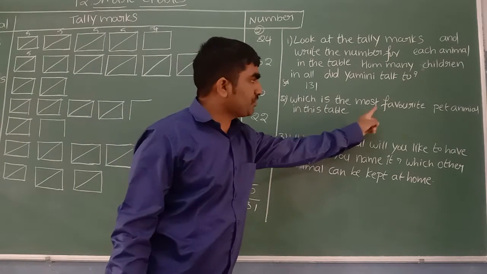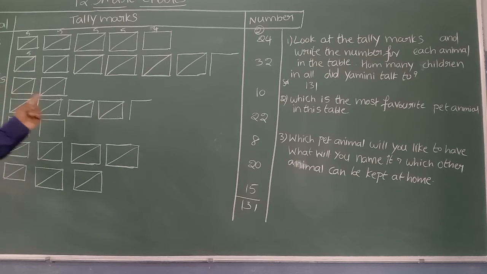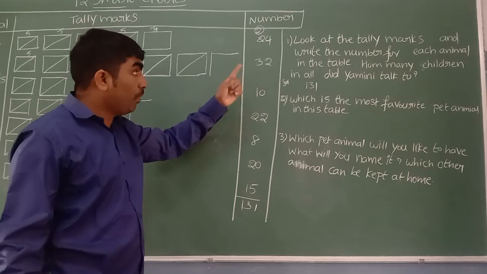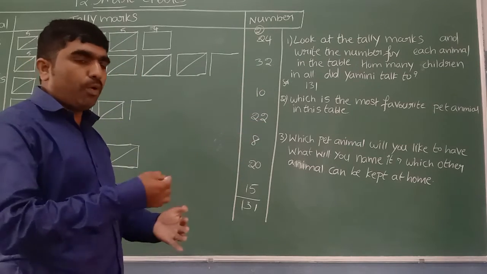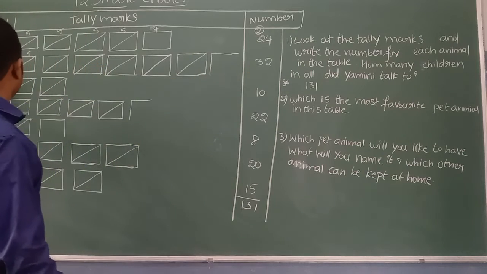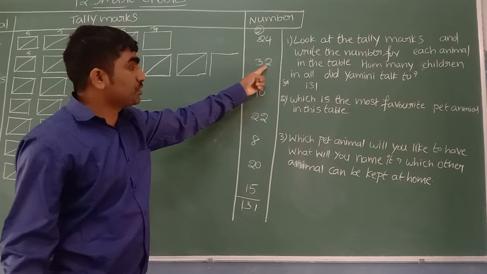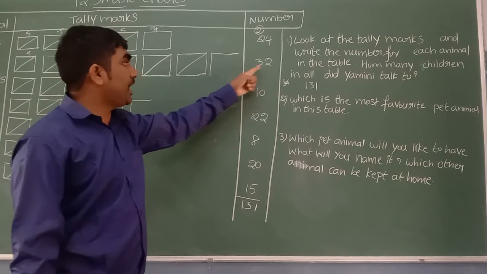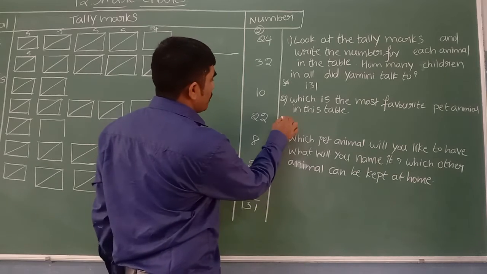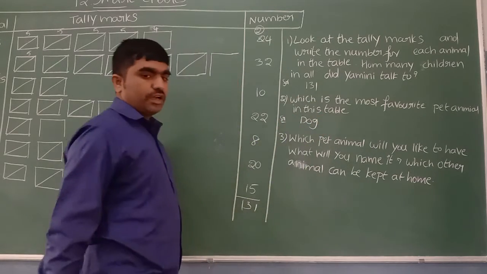Which is the most favorite pet animal in this table? Now see, which is the biggest number here? 32 is the biggest number. It means there are more students who have the pet animal as dog. What can we see over here? Dog. Yes. There are more students who have the pet animal as dog. So the most favorite pet animal is dog.